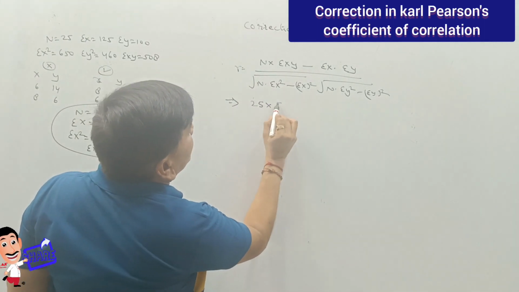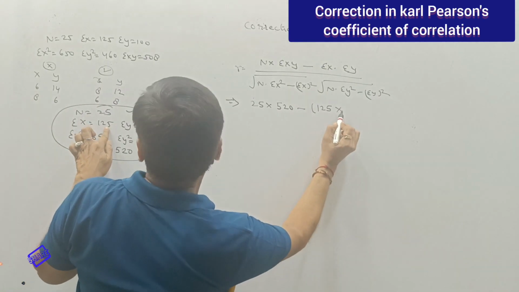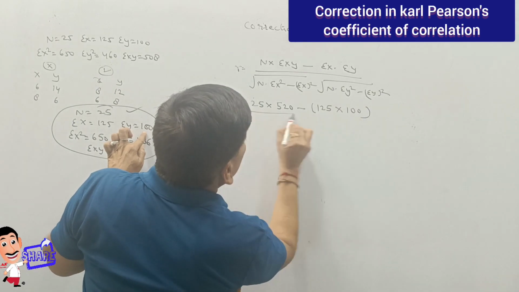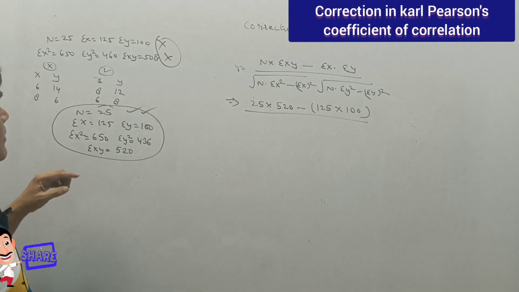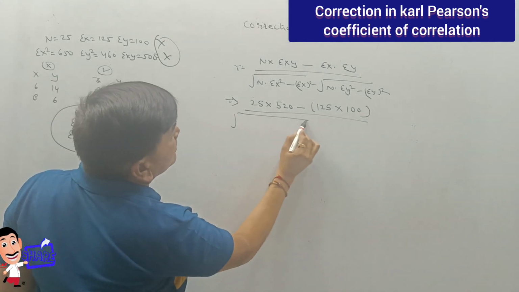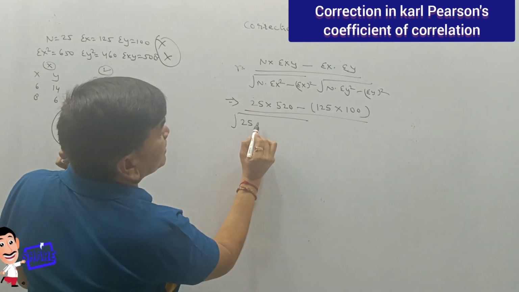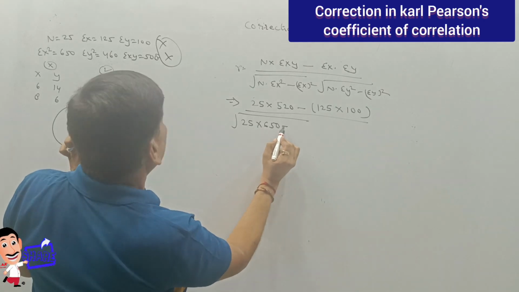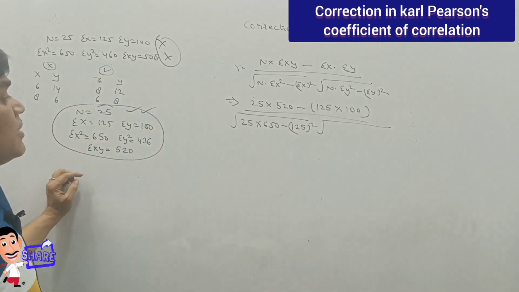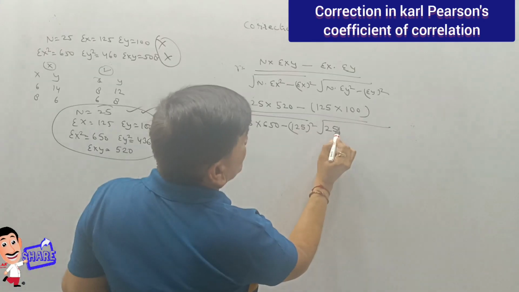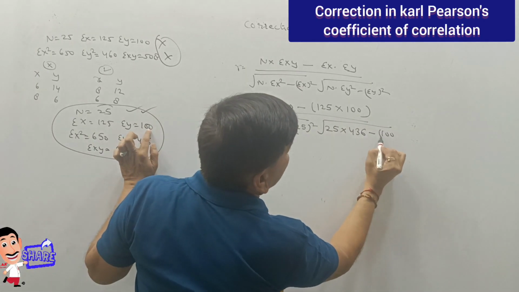So that is 520 minus the value of sigma x, which is equal to 125, and the value of sigma y, which is equal to 100. Be careful that we don't require these now, we require only these. In the first square root, n value is 25, sigma x square is 650, minus sigma x raised to power 2, that is 125 raised to power 2. In the second square root, the value of n is 25, sigma y square is 436, minus sigma y, that is 100 raised to power 2.